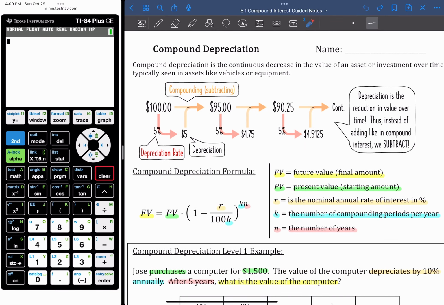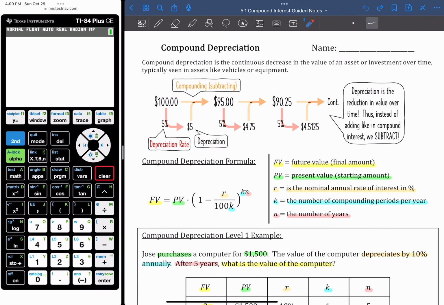So we're subtracting the value. The formula for compound depreciation is essentially the same as compound interest, but instead of a plus, it is now subtracting. So we have a big difference in that sense of instead of adding the value, we're subtracting. But the variables stay the same. FV is the final value, PV is the initial value, R is the rate. In this case, it's the depreciation rate, not the interest rate. K is how many times it's going to compound, and N is the number of years.